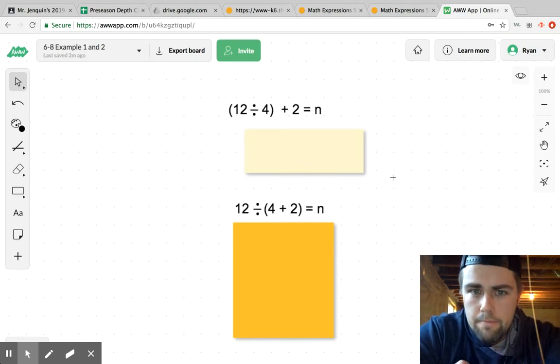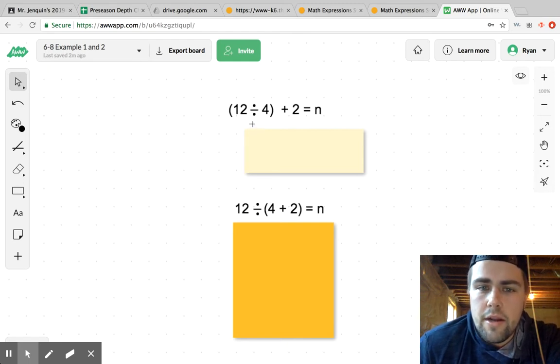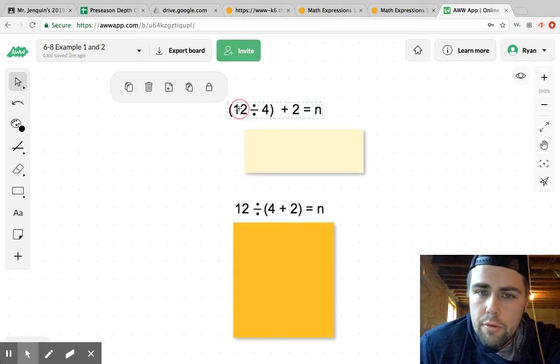answer in a problem. So we have our top example. We have parentheses 12 divided by 4, parentheses, plus 2 equals n. Whenever we look at a problem with parentheses, it tells us to do what's inside of those parentheses first, no matter what the order of operations are. So in this case, for this top problem, we would do 12 divided by 4 first.